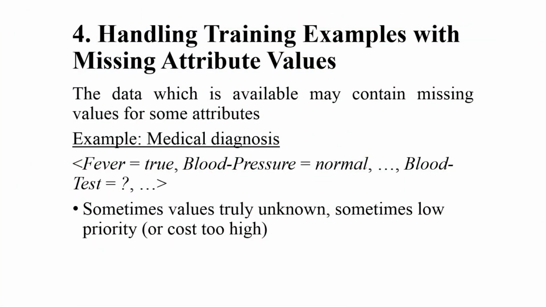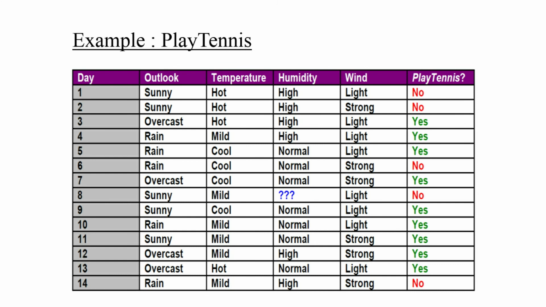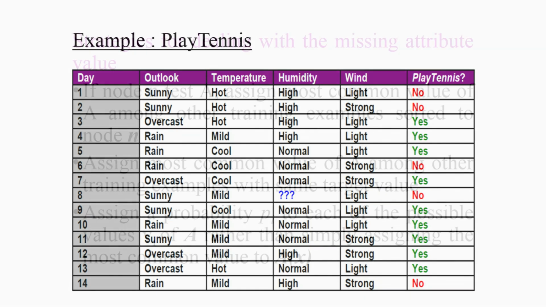Handling the training examples with missing attribute values. The data which is available may contain missing values for some attributes. One example is shown. Fever is equal to true, blood pressure is equal to normal, but blood test value is missing. Sometimes values are truly unknown. Sometimes it is given very low priority, or finding out that value will cost very high. If we consider the play tennis example, we may find one missing data. For example, in the 8th row, the humidity attribute value is missing.